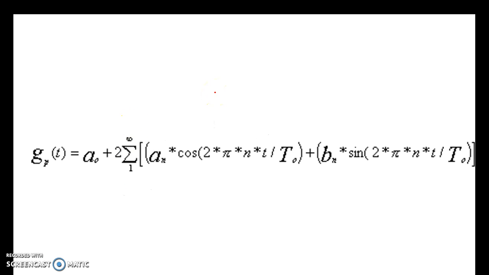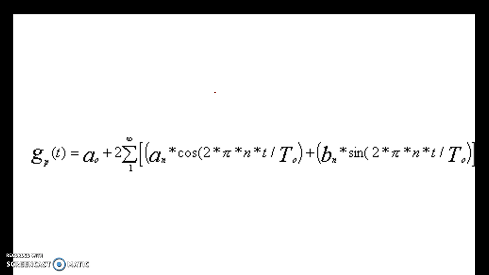In this equation, we will analyze the basic concept of the Fourier series. Let us assume that g sub p of t is a periodic signal with a time period of t sub naught. With the use of Fourier series, we can resolve the signal of g sub p of t into an infinite sum of sine and cosine terms.